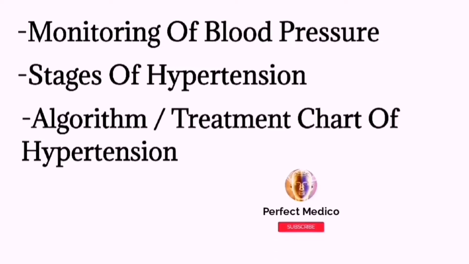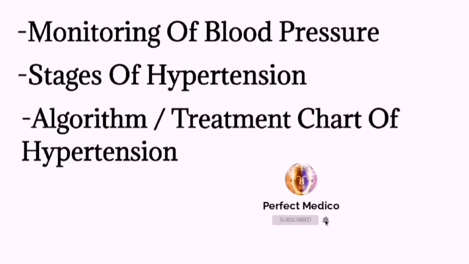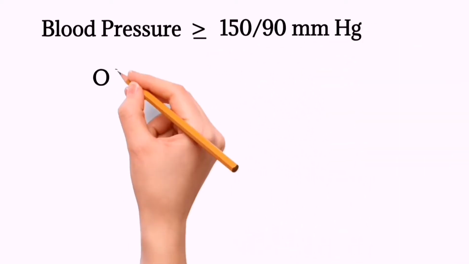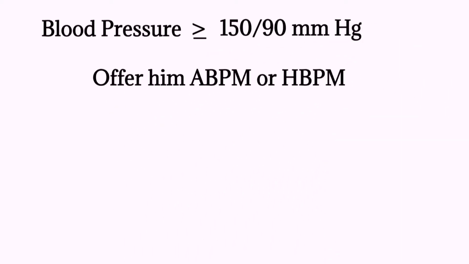In this lecture, I will discuss monitoring of blood pressure, stages of hypertension, and the algorithm or treatment chart of hypertension. When a patient comes to you, first check his blood pressure. If blood pressure is equal or greater than 150/90 millimeter of mercury, then offer him ABPM or HBPM.